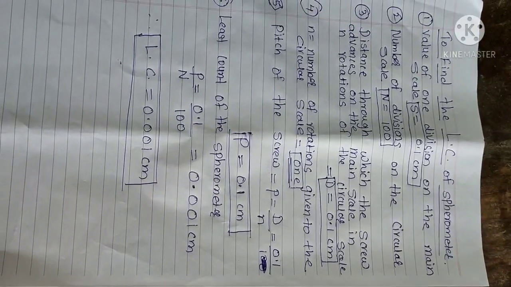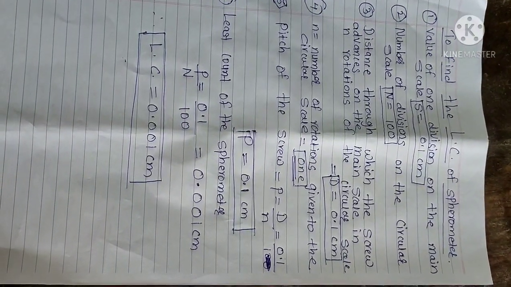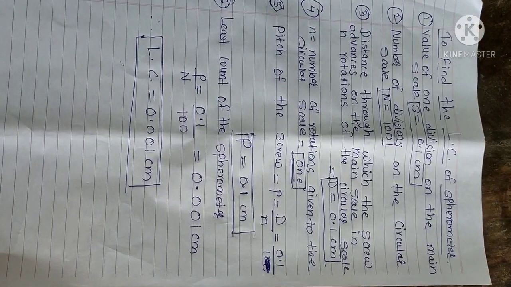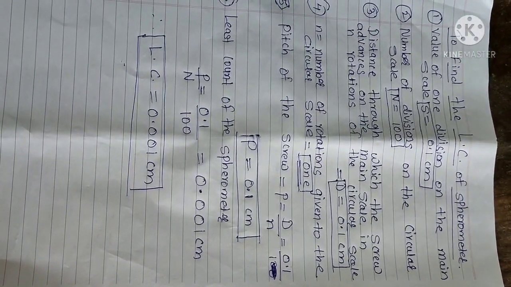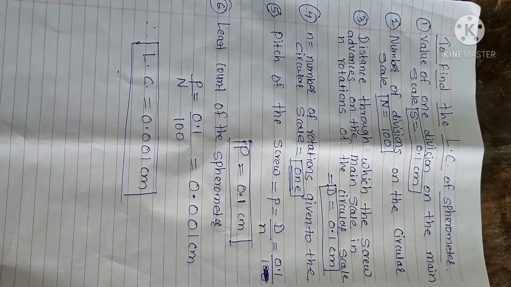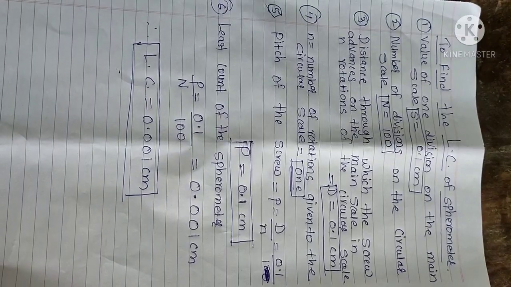Then what is the formula to find out least count? Least count of the spherometer is capital P upon capital N, equals 0.1 upon 100, which equals 0.001 centimeter. That's why the least count of the spherometer is 0.001 centimeter.